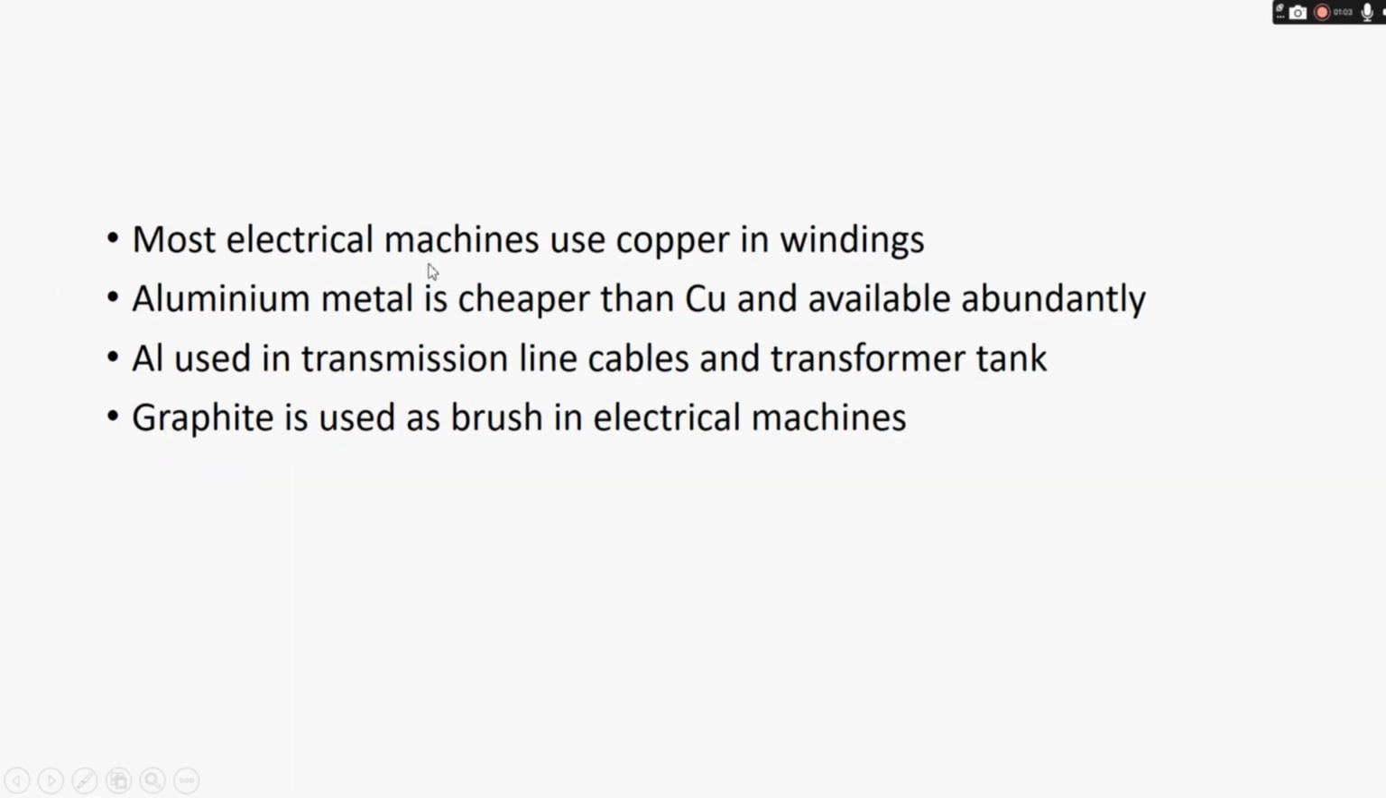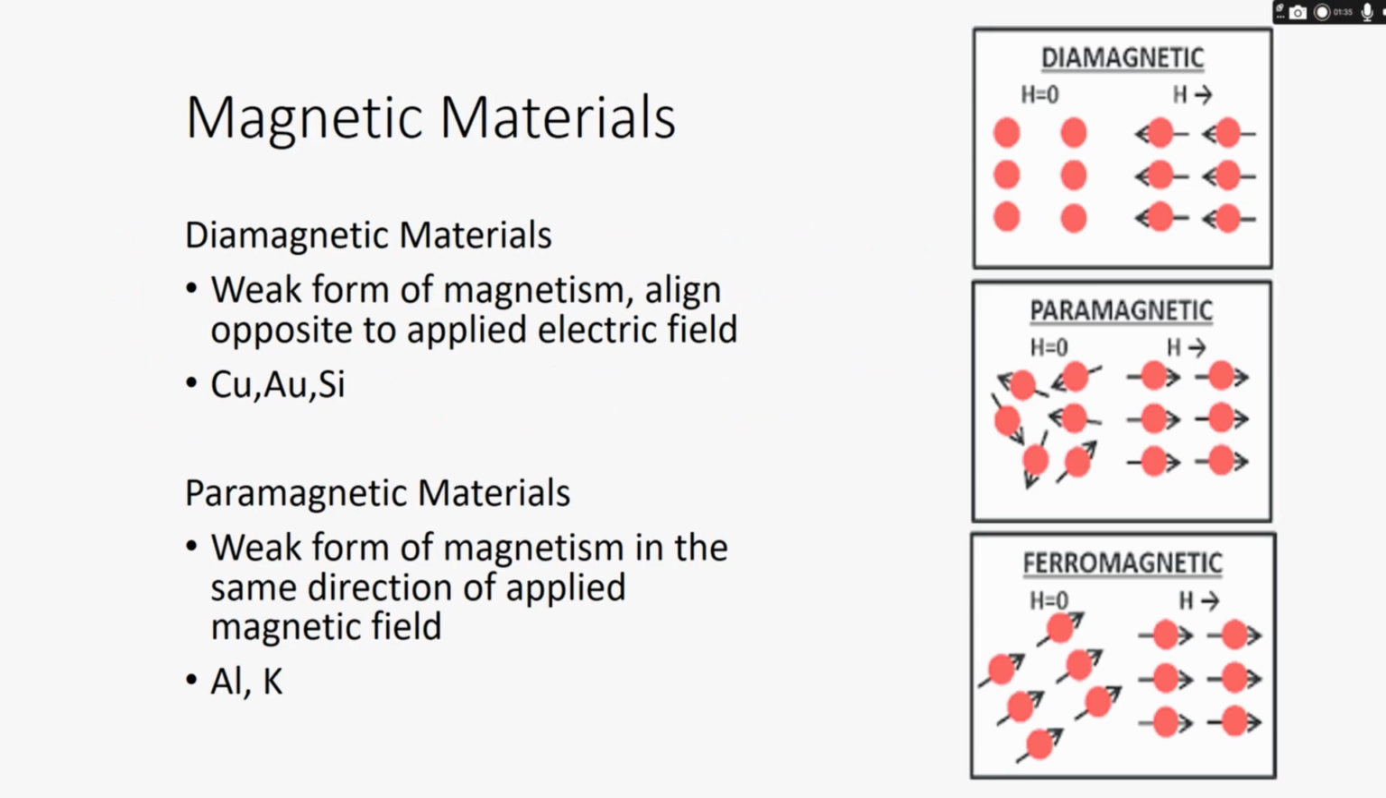Most conducting material is copper, and most electrical machines use copper in windings. Aluminum is cheaper and widely available, so we can use aluminum in some applications, such as transmission lines, cables and transformer tanks. Graphite is another material, which is used as carbon brushes, and this is not a metal, it is carbon.